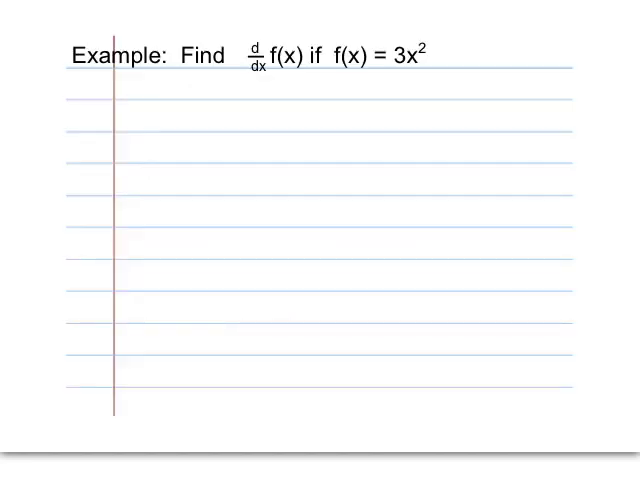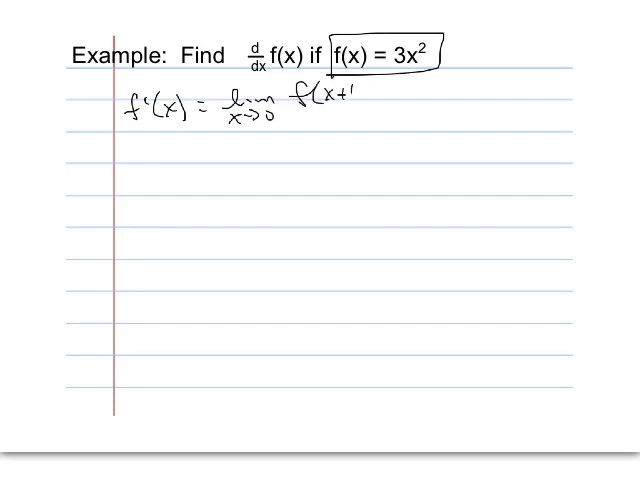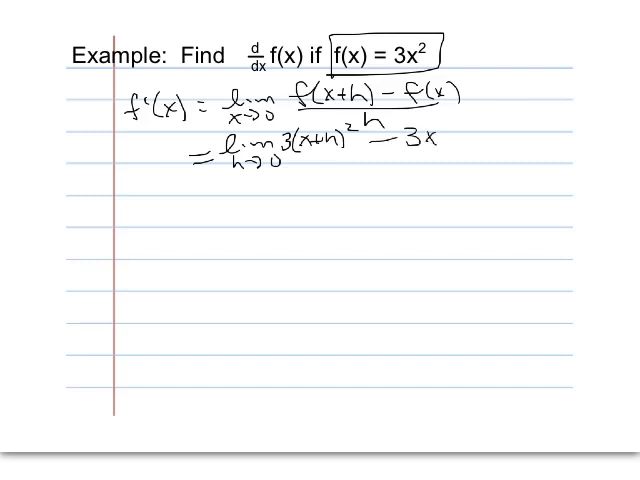In this example, we're going to find the derivative again, where our machine is 3 times the input squared, 3x squared. So our formula is the derivative is the limit as h goes to 0 of f of x plus h minus f of x all over h. So here we go. The limit as h goes to 0 of 3 times the input squared, and we're putting in x plus h and squaring that, minus our original function, f of x, all over h.